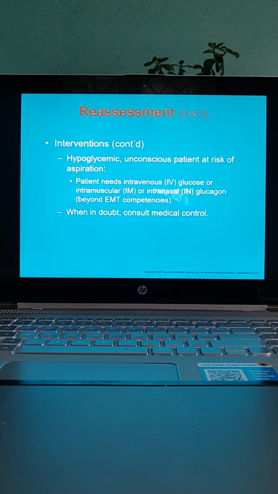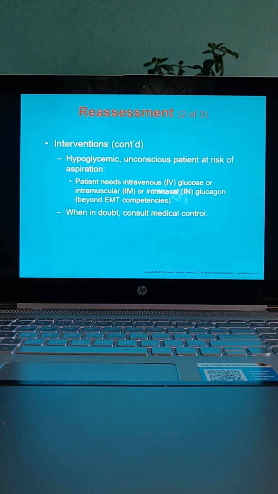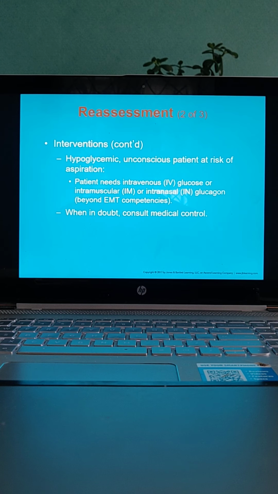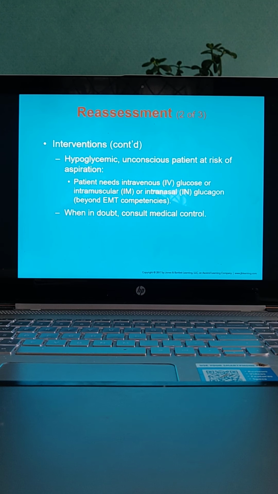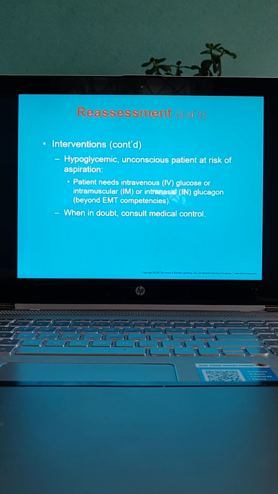Interventions continued. Hypoglycemic, unconscious patients at risk of aspiration. If you have a hypoglycemic patient and they're unconscious, you do not give them anything orally because they don't have a gag reflex. This person needs an IV of glucose or an IM or intranasal glucagon, beyond EMT competencies.